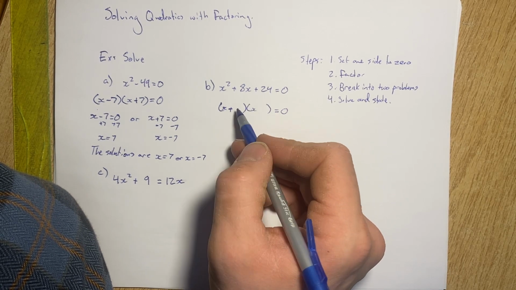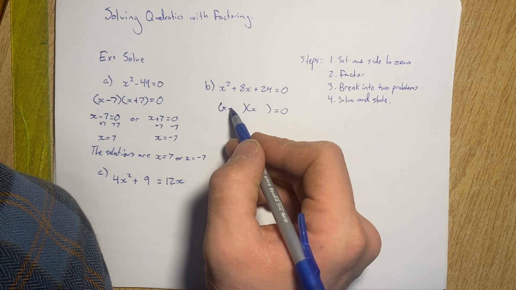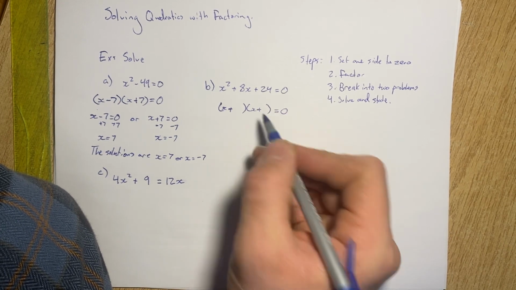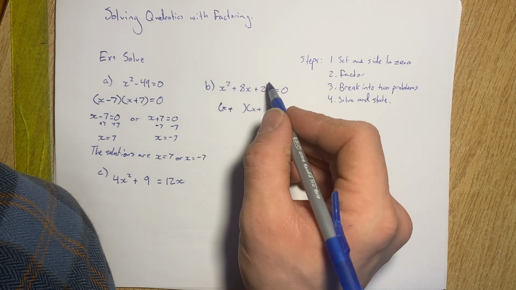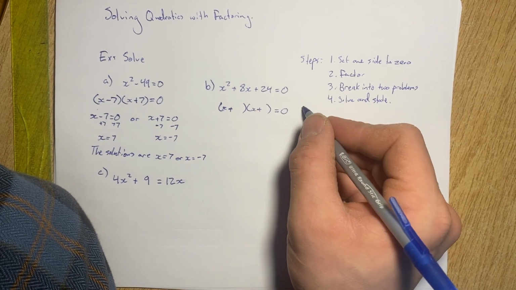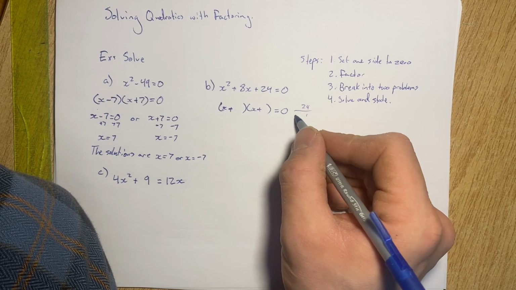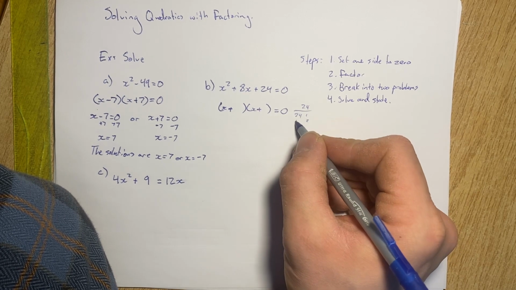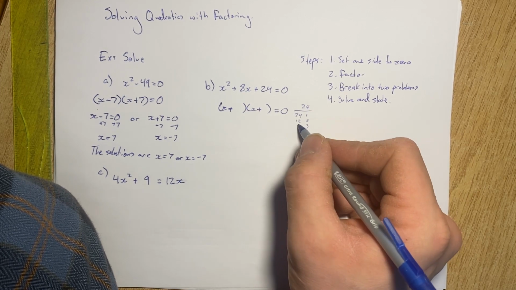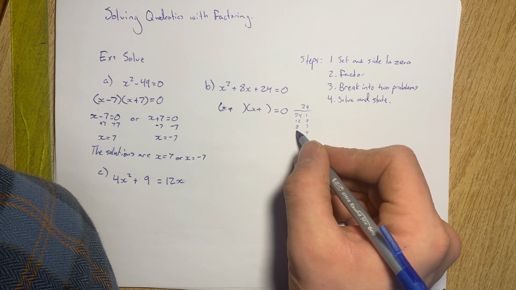Well, since it's positive, these two signs are the same, and this one's positive, so that means this one's positive as well. And now I have to list my factors of 24. Let's go off to the side and do this. So I have 24 and 1, then 2 and 12, then 3 and 8, then 4 and 6.